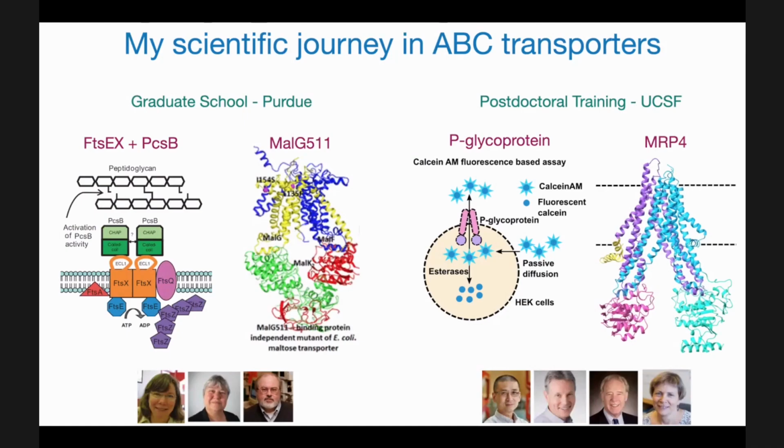I did my graduate school at Purdue, where I studied bacterial ABC transporters, mainly FtsX plus PcsB from Streptococcus pneumoniae, and MalG501, the binding protein independent mutant of the E. coli maltose transporter. Then I came to postdoctoral training at UCSF, where I worked on P-glycoprotein and MRP4 mammalian ABC transporters. This journey was accompanied by lots of mentors during my grad school as well as my postdoc.